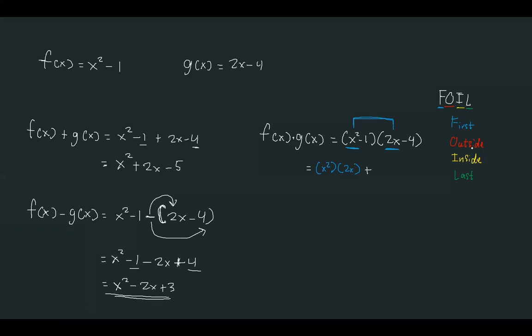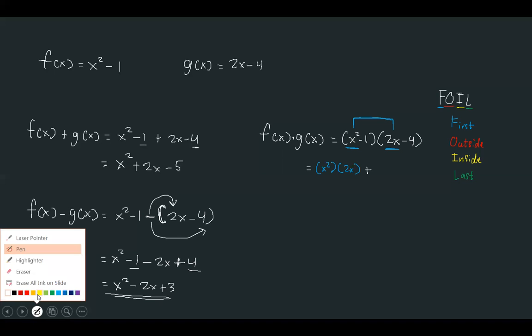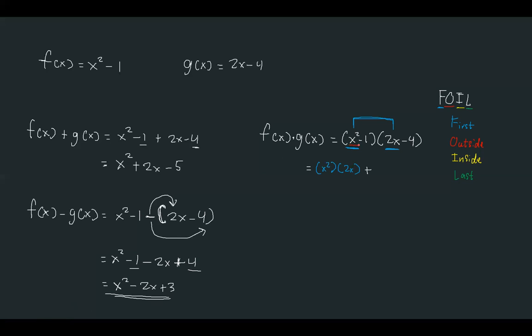All right. Okay. Next plus. Now we're going to focus on the outside terms. So the outside terms are x squared and negative 4. What we're going to do here is multiply them, x squared and negative 4. So therefore, this is x squared times negative 4.